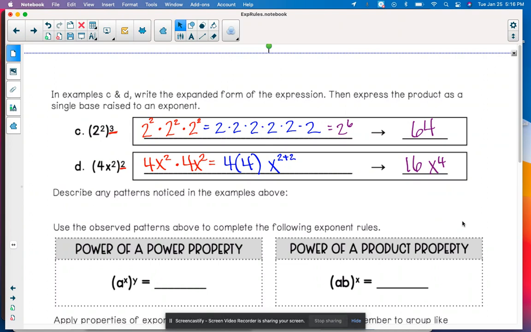So describe any patterns you notice about the examples above. We distributed any exponents on the outside to the inside.